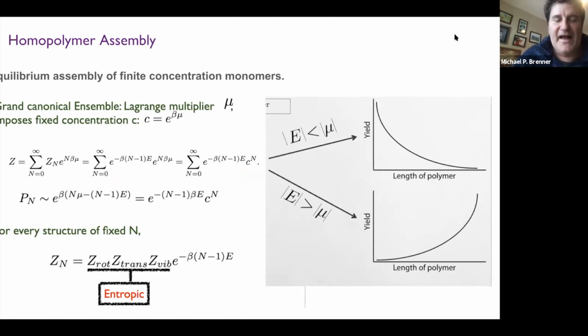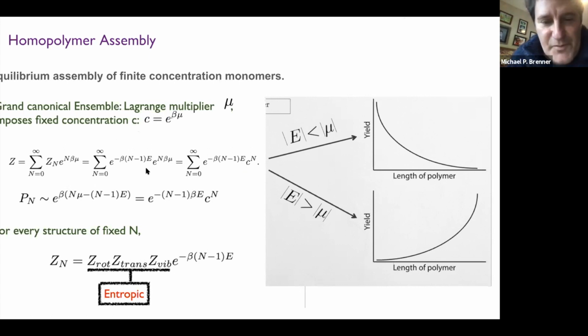Now, there's an analogous problem for homopolymer assembly. What I just talked about was a finite number of objects. You also could put objects in solution at a fixed concentration. If you make the concentration C, then you can introduce a chemical potential, which is a Lagrange multiplier that enforces that, which is related to C through e to the beta mu.